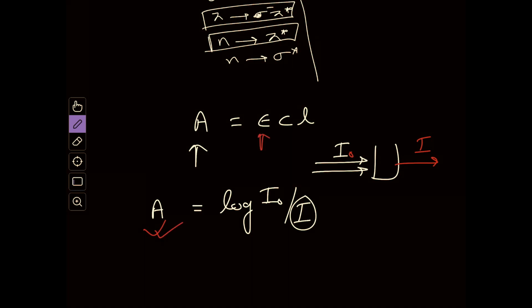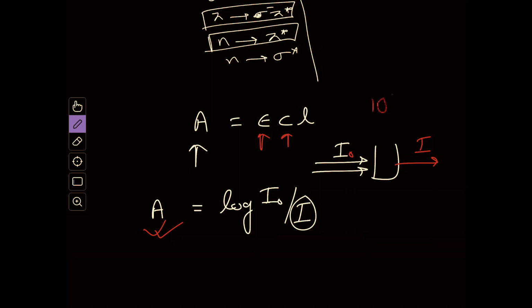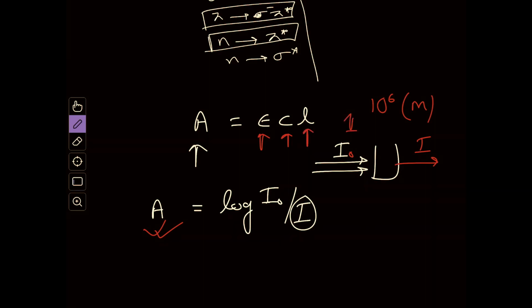This epsilon is called molar extinction coefficient. C is the concentration of sample, and it is generally used in 10 to the power minus 6 molar concentration, and L is path length of the cuvette, which is generally 1 centimeter.